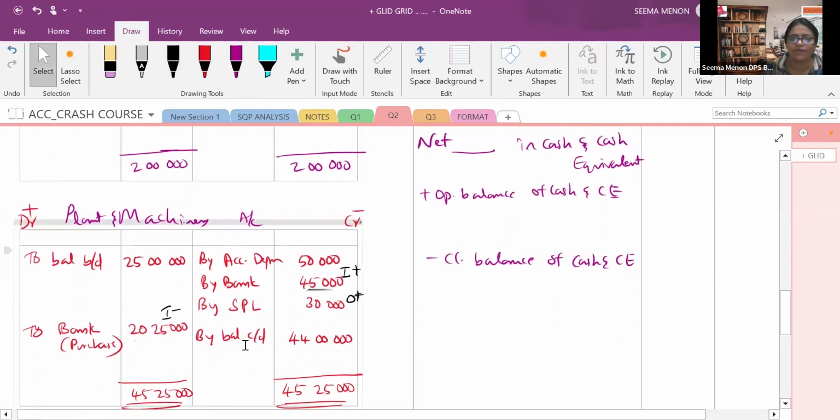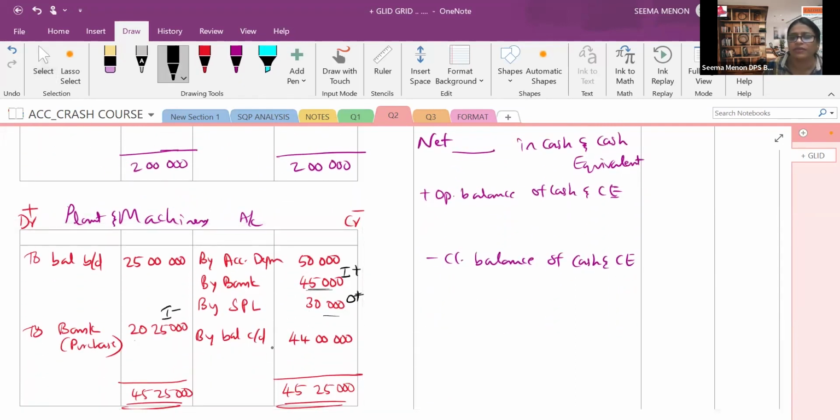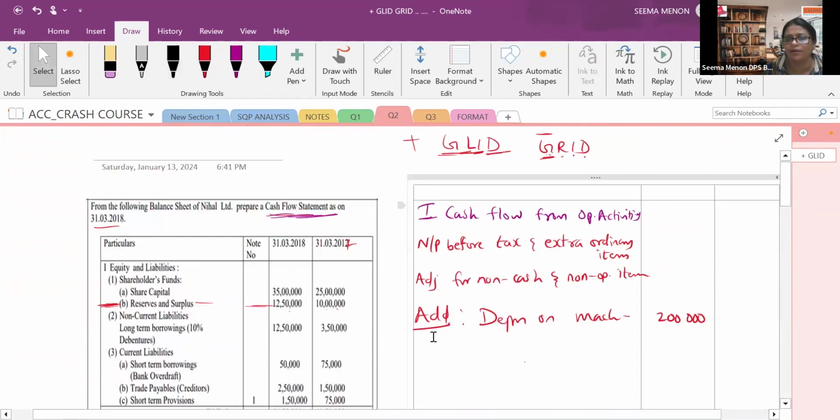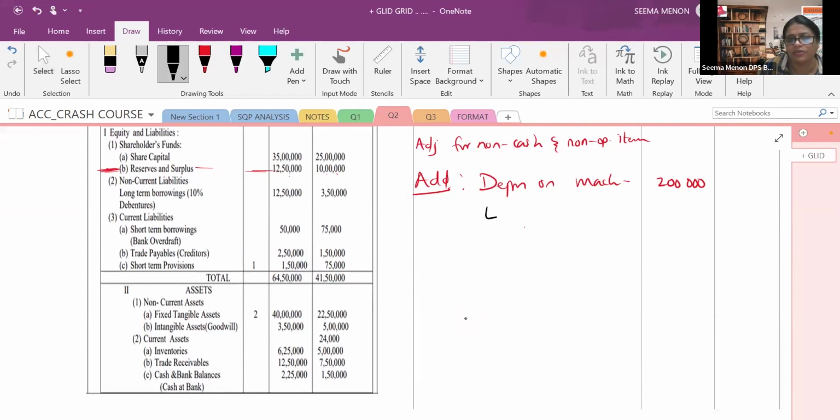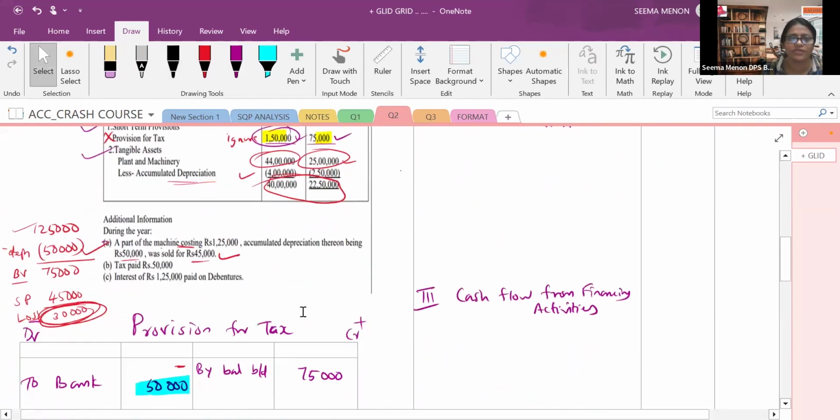So I will be entering first this 30,000. 30,000 is added as loss on sale of machine. Sale of machine, that is how much? That is 30,000. We are adding. Yesterday I taught why it is added, because of loss, your profit is reduced.